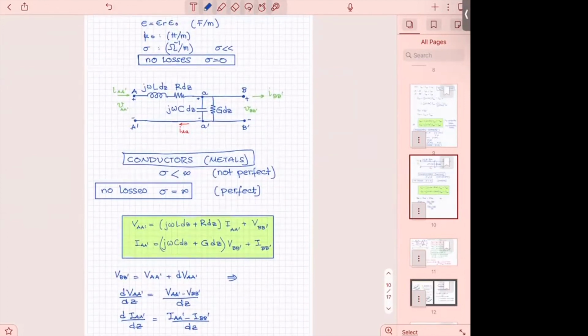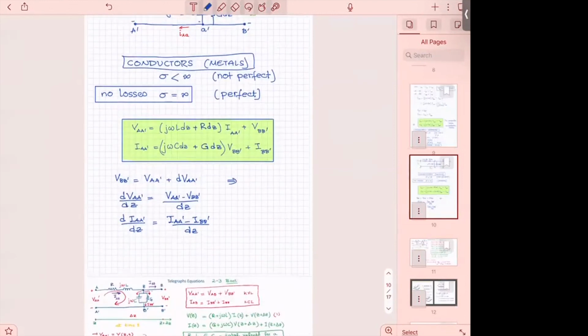So practically, if the dimension of the line is only very small, you can say that the voltage here is going to be this voltage plus a small differential. And the differential is exactly how I write it, dV. So practically, since the length of the line is very small, my voltage at B prime is nothing else but this voltage at A prime plus a differential voltage. And the same thing we can tell about the current. But this is going to help us rewrite the equations.